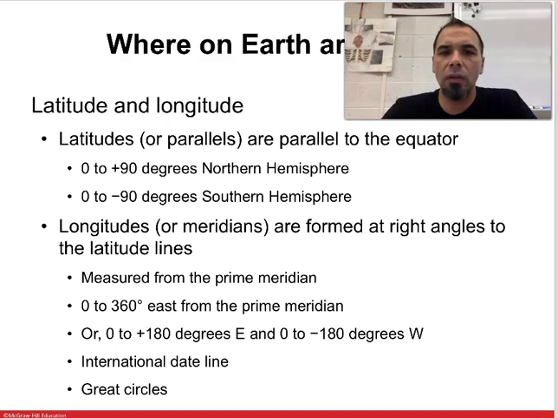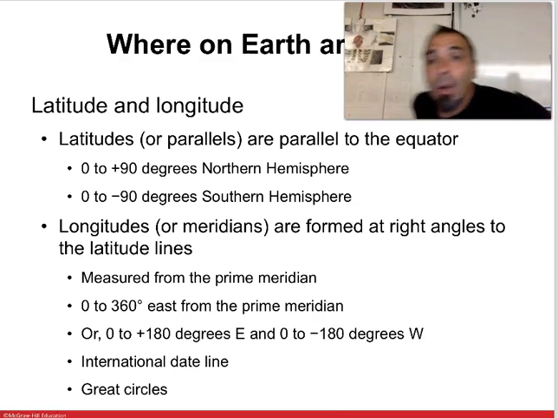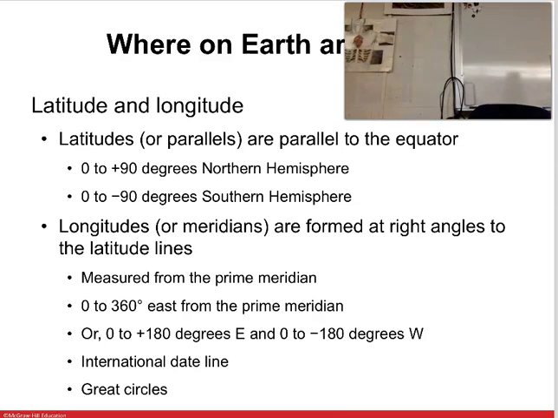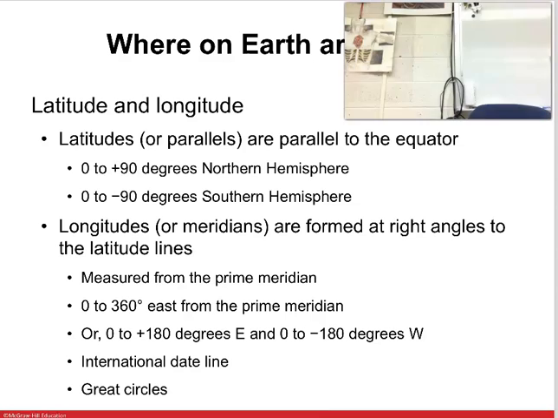So latitude and longitude, latitudes or parallels. Again, the lights went out. I gotta stop doing this. All right, and I'm back.